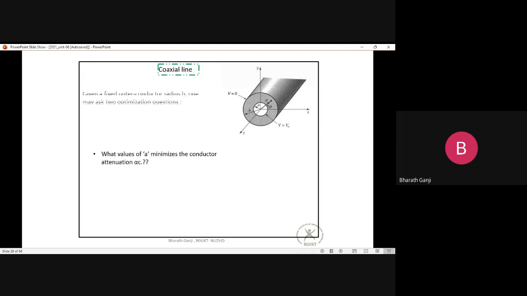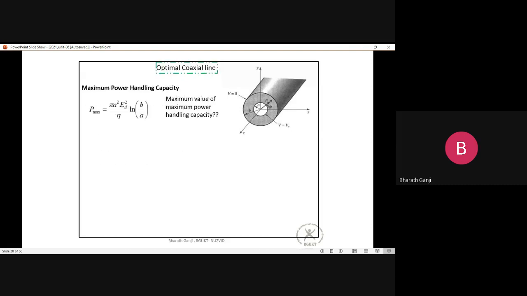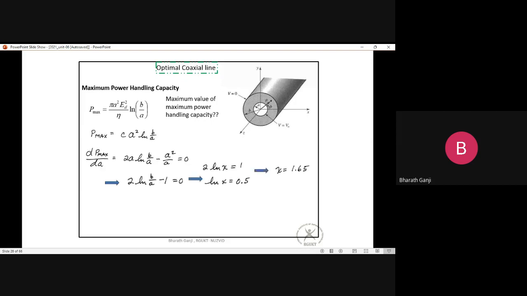Right. So we are trying to find the b by a ratio which can give me the maximum power handling capability, and we got that for ratio b by a exactly equal to 1.65. Okay, and for a given value of a, I can actually have the maximum power handling capability I can get. Because what we are seeing previously is by changing the value of a, we can definitely increase the maximum power handling capability.